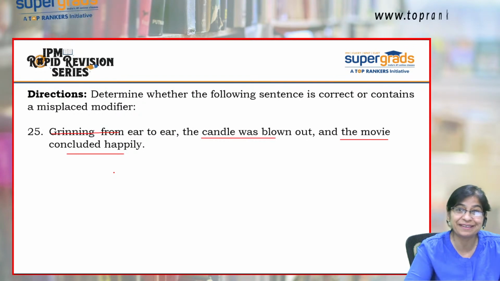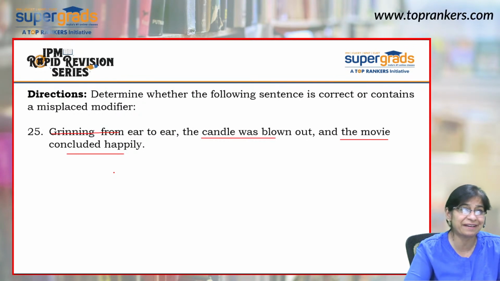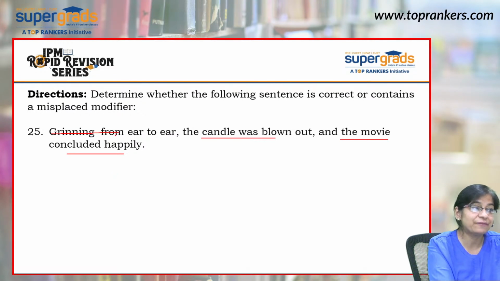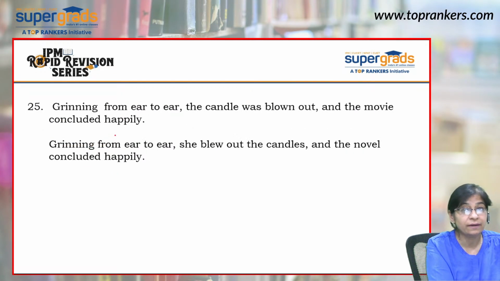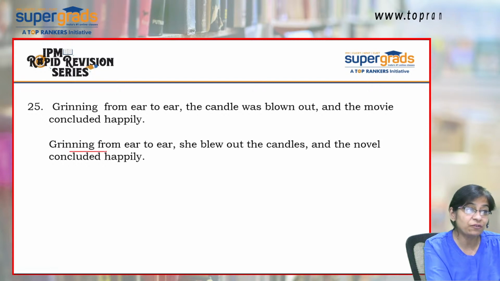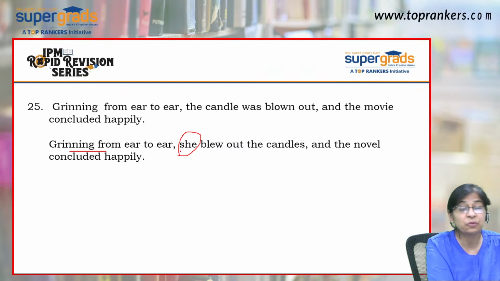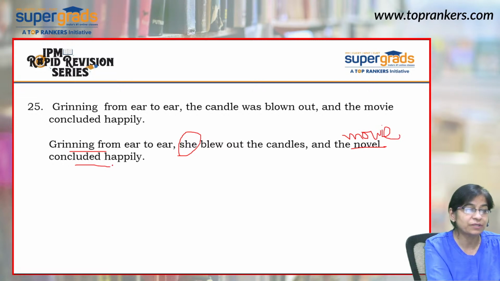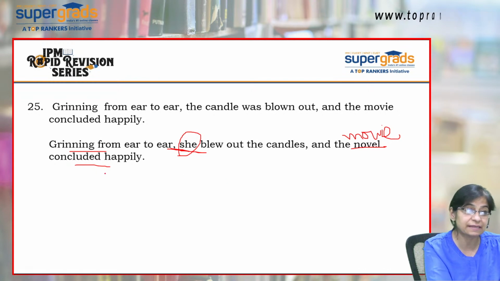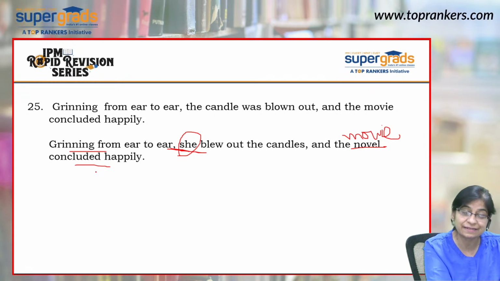Who did everything here? Who smiled? Who blew out the candle? And who concluded the movie? See, that's what we need to understand. We need the word that the modifier is modifying. So, grinning from ear to ear, maybe she blew out the candles and the movie concluded happily. So, whatever it is, it has to be a subject who did everything in this sentence, right?